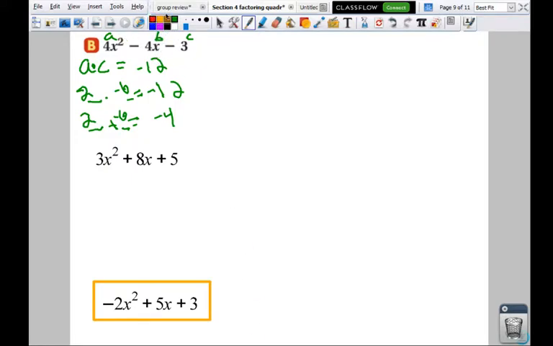Remember, I gave you the step-by-step directions, so if you're not sure what to do, check your steps. Step 1 said find AC, and then say what times what equals that and adds up to the middle number. Negative 6 plus 2 is negative 4. So we're going to split apart this negative 4x using the numbers we just found.